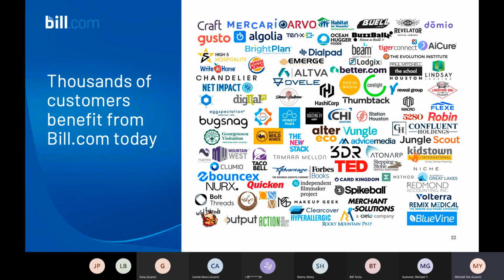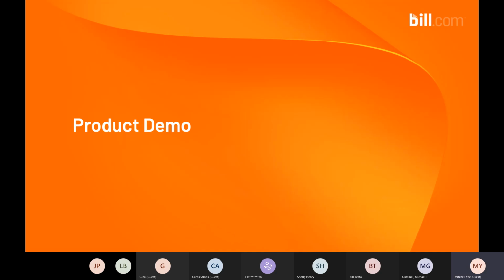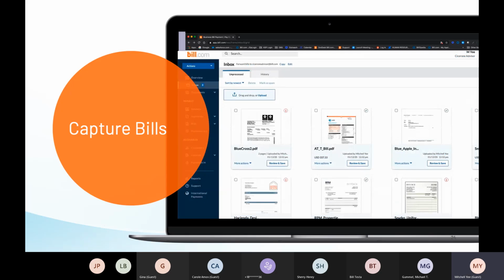And now what I'd like to show you is just how easy it is to use Bill.com. So we'll go through a couple of screenshots here and talk about just that workflow within Bill.com. At first, you have a dedicated inbox. This inbox has an email address assigned to it that you can give out to all of your vendors. It's got a drag and drop option. It even has an upload option.